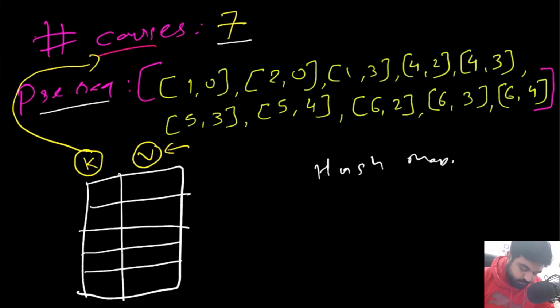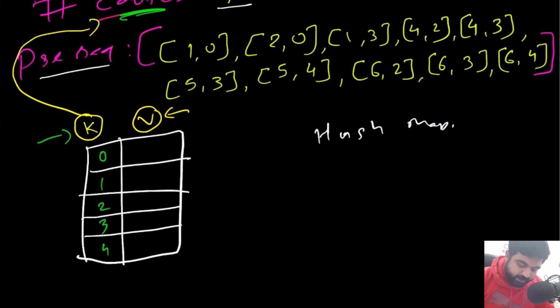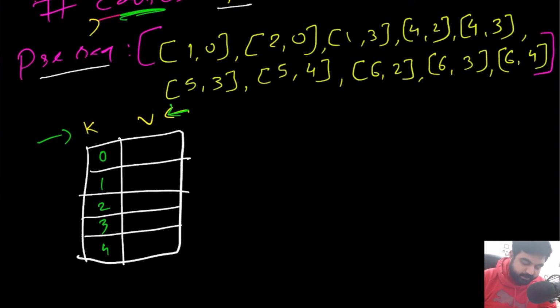So as the nodes, we are going to take all the courses. So basically the nodes are going to be 0, 1, 2, 3, 4, 5, 6, 7 over here. And as its value, we are going to see for what all courses it is a prerequisite. So let's try to draw our graph and also fill up our prerequisite table.